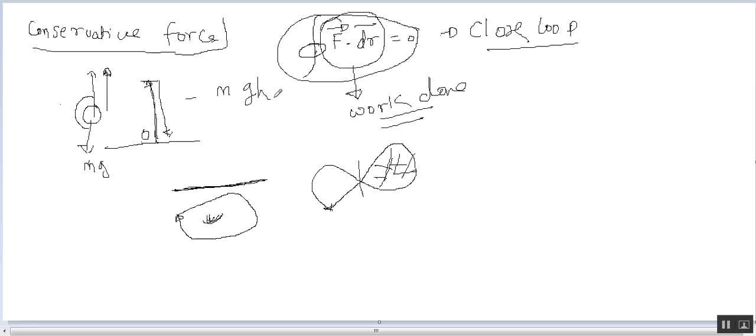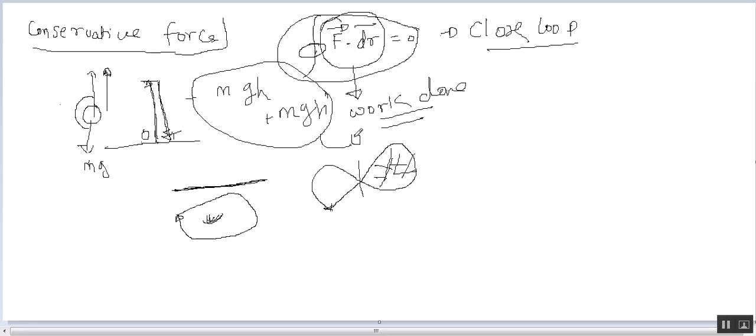Now when the ball is moving in this direction, what is the work done? It is plus mgh. So what is the net work done? Net work done is 0. So this mg is a conservative force.